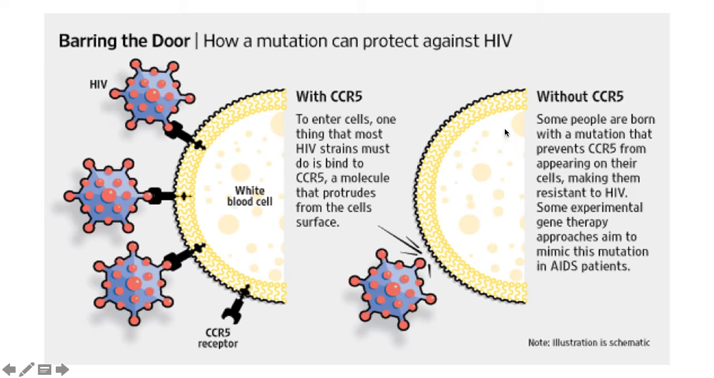Okay, so here's a diagram just showing how a mutation can protect against HIV. This is HIV, and you can see that it docks to this receptor called CCR5. If a cell does not have CCR5 or it's mutated, well then the HIV virus can't infect and dock to the cell. So that's one way that we can combat HIV, by doing something with the CCR5, either blocking it, which I'll talk about with chemokines, or just preventing it from docking.